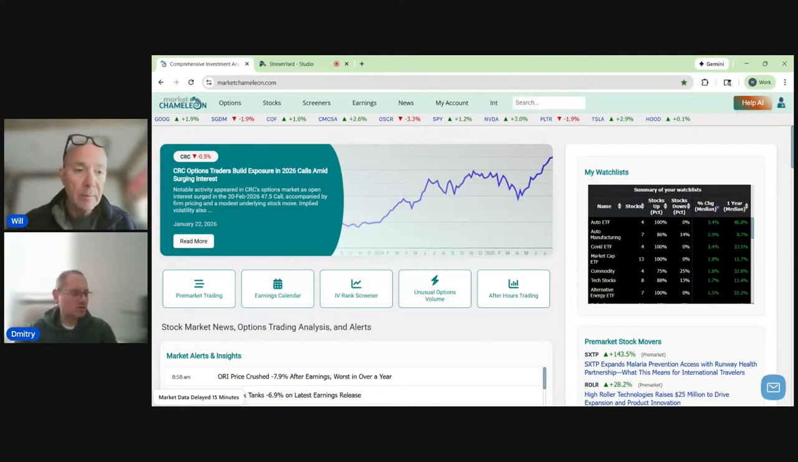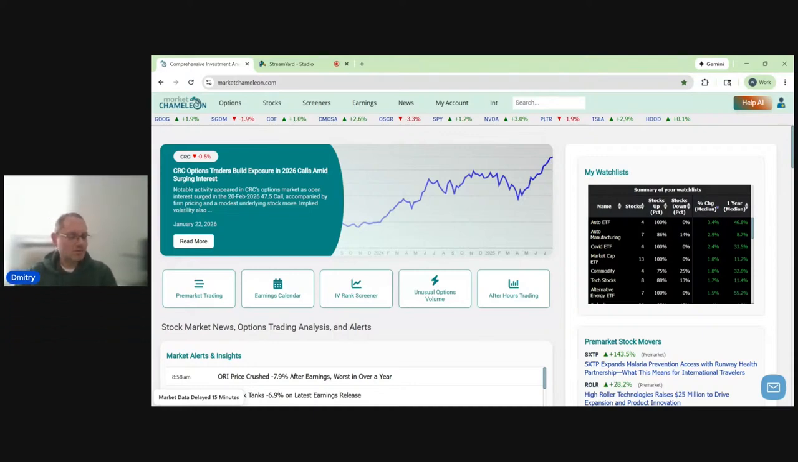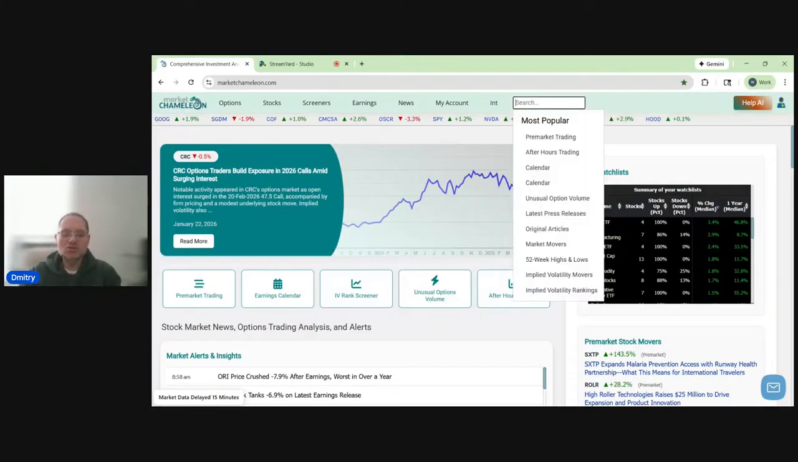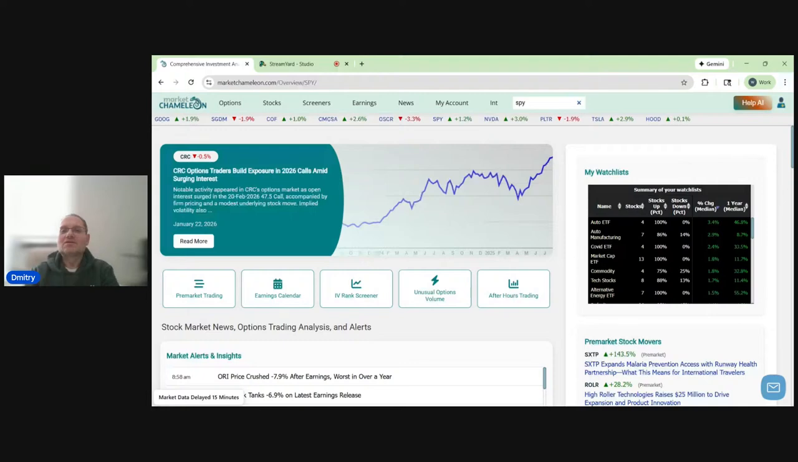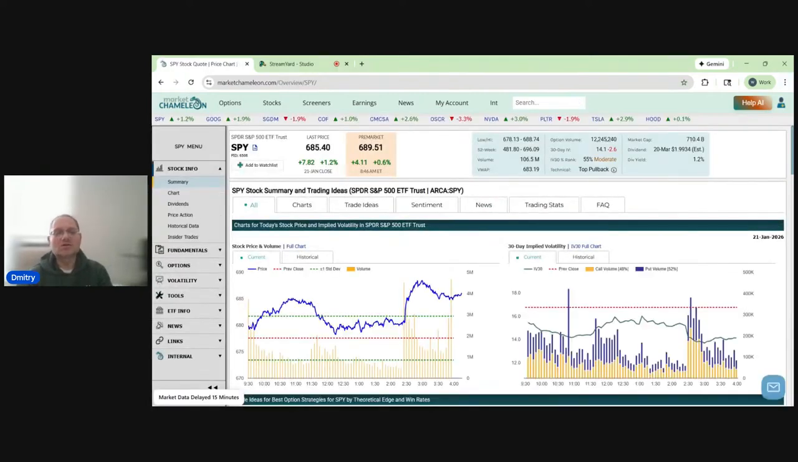So good morning, everyone. What we'll do today is take a look at an implied volatility chart and discuss what the implied volatility chart tells us, what type of insights we could get, and compare it to historical volatility. So I'm going to navigate to a symbol, and let's use SPY in our example today. I'm going to type in SPY in our search box, and this will take us to the SPY main page.